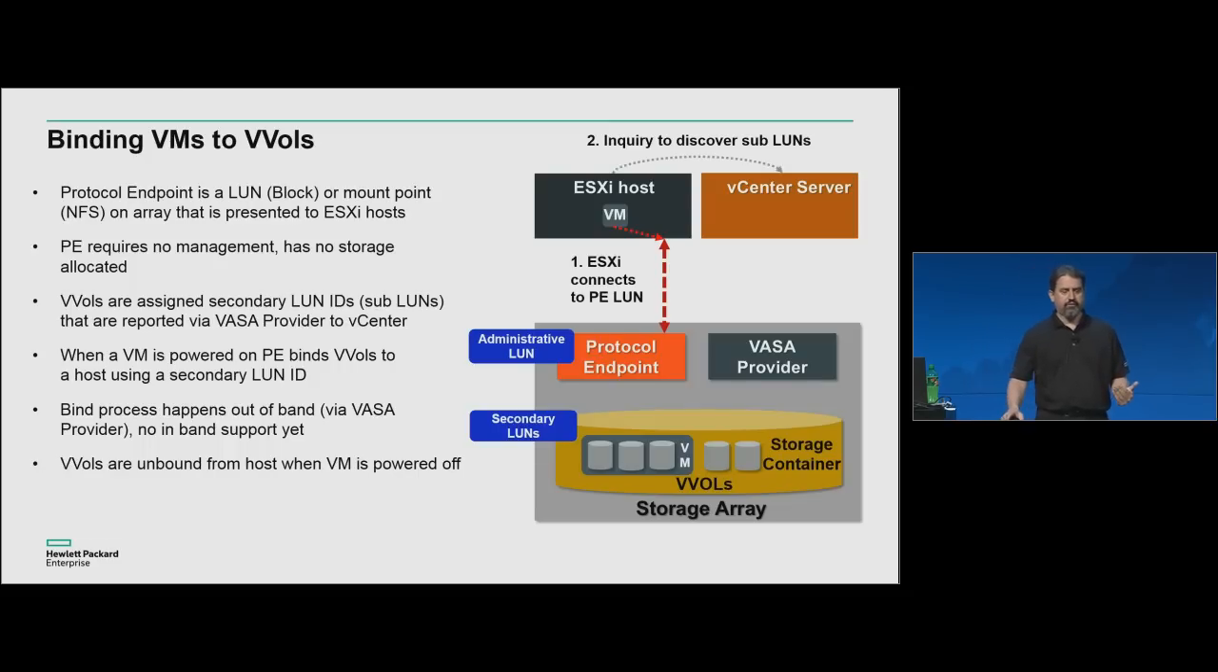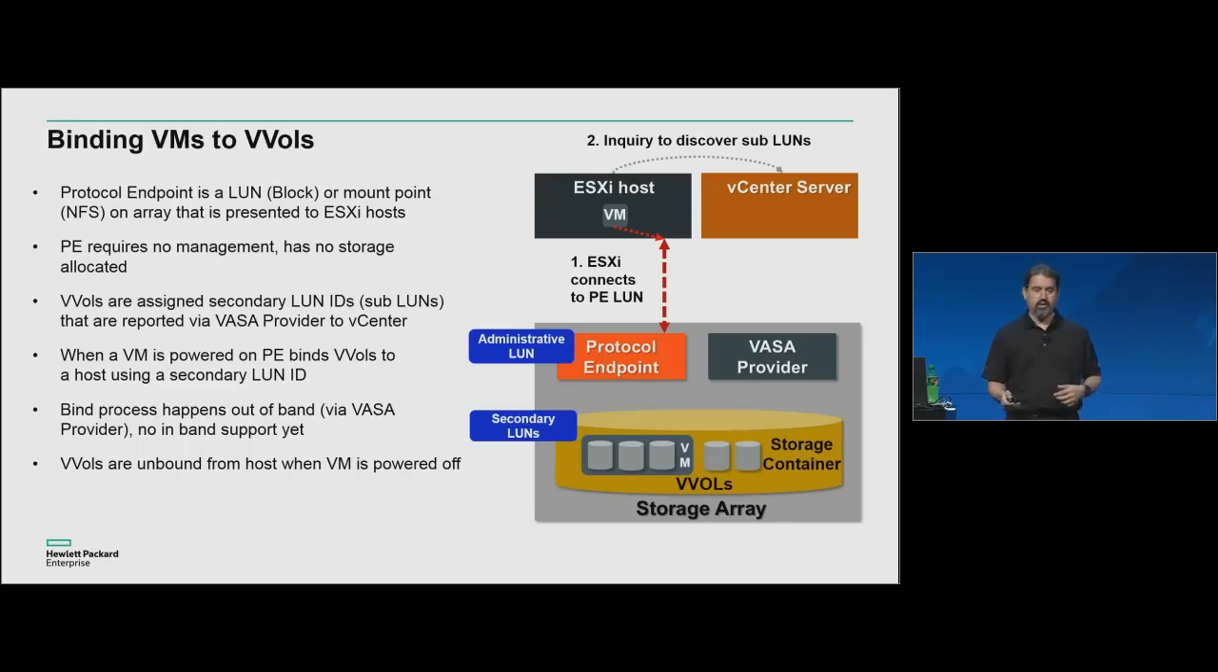Next, we have to figure out, okay, I have my VM, what are the sub-LUNs for that VM? So I have to ask vCenter for that information. The host can't do that directly today. And that's called an out-of-band bind. We're binding out-of-band, meaning we have to go to another entity to find out that information. Eventually, the spec allows for bringing that in-band, but today it's still out-of-band.